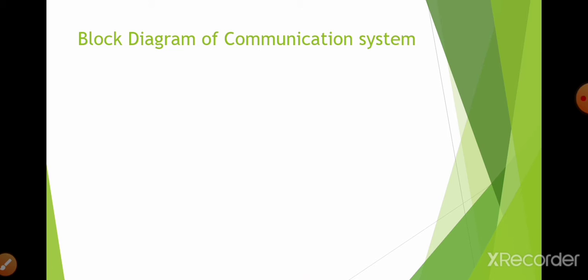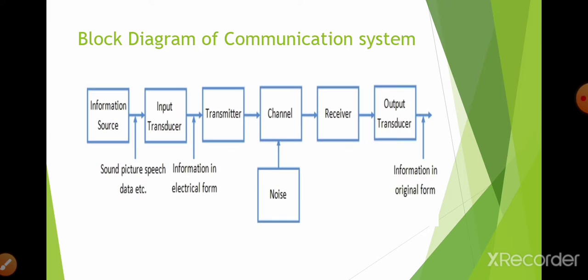Now let us start with the block diagram of communication system. As shown in the figure, there are different blocks that are included in communication. Let us see the structure first and then I am going to explain it. The first block is information source. The second one is the input transducer. The third one is the transmitter. Then we have the channel, receiver and output transducer. And you have a noise below the channel block.